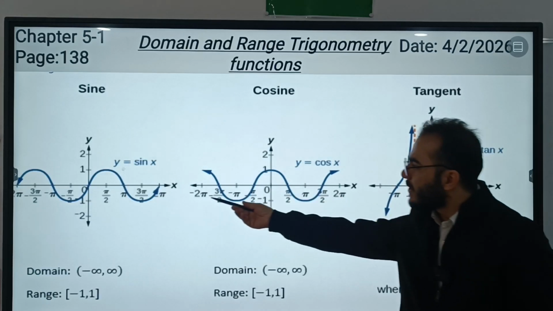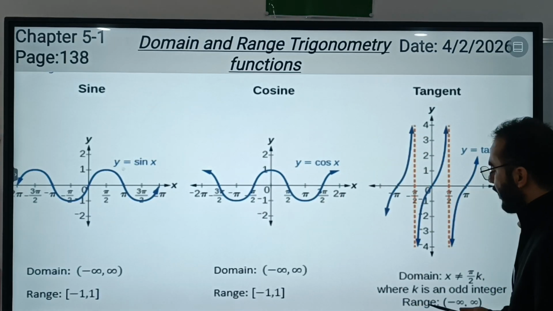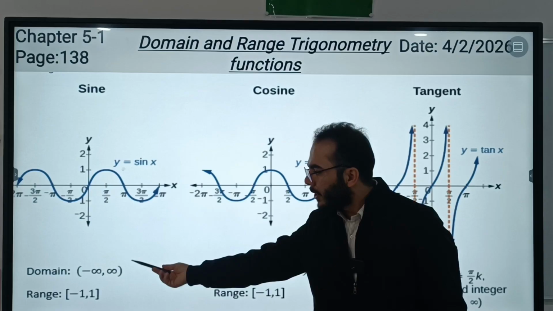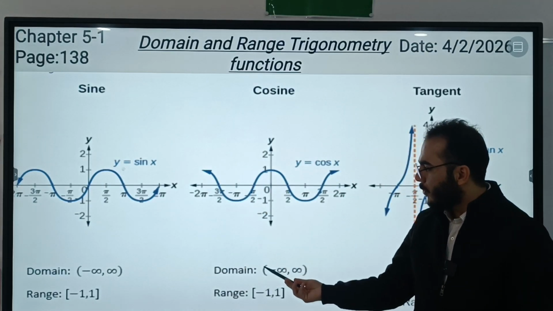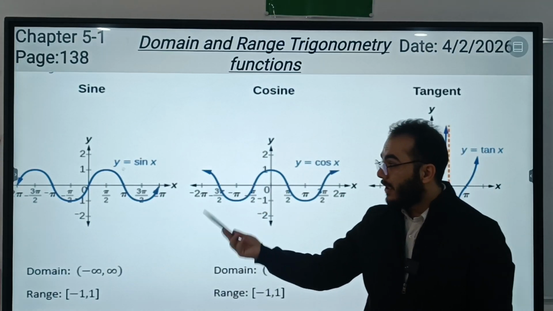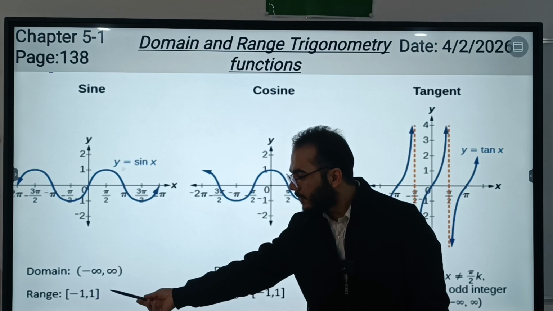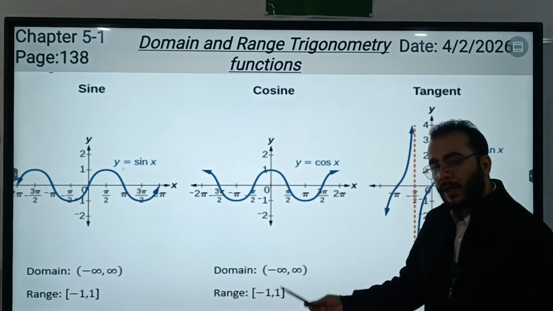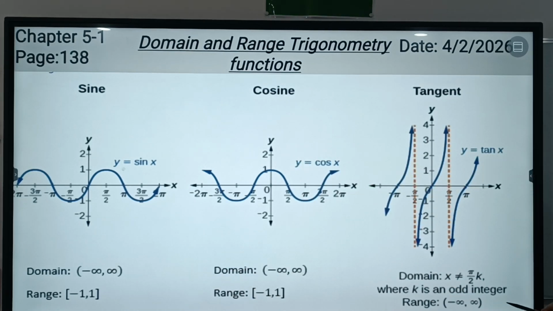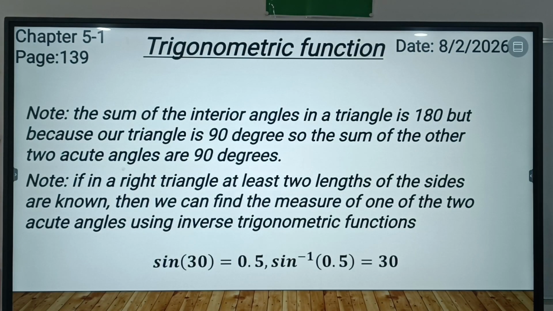Okay, this is the graph of sine, graph of cosine, graph of tan. For sine, the domain is all the real numbers. For cosine, the domain is all the real numbers regarding the parent function. Range is from negative 1 to 1. And for the tan, we have got domain, all the x's except k pi over 2 when k is an odd integer. And range is all the real numbers. Don't forget about this. Perfect.